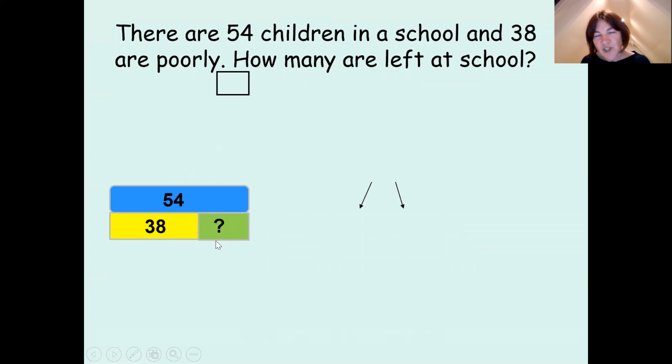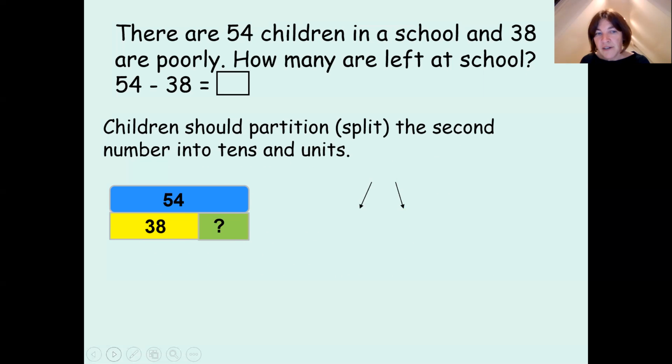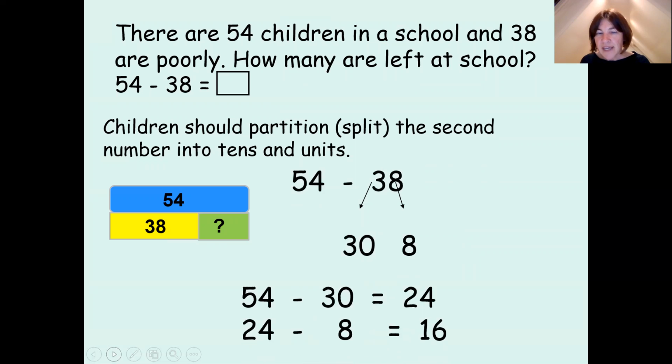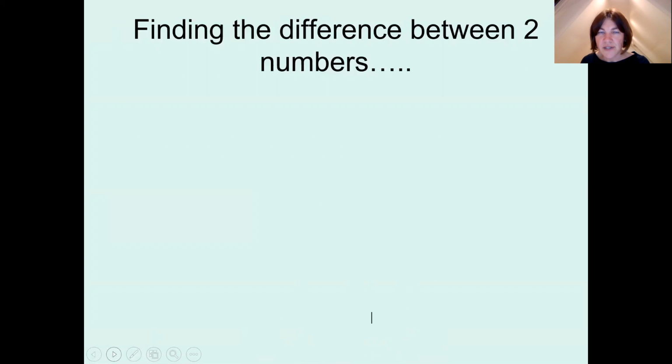Now straight away they should be thinking, how do I find the other part from my part whole? I know, I subtract. So actually that's the calculation that I need to do. 54 take away 38. And then the other way that they can subtract is by partitioning only the second number. So they keep the 54 whole and they subtract 30 and then they subtract 8. So they jump back to 24 and then they do the 24 take away 8 to get to that.